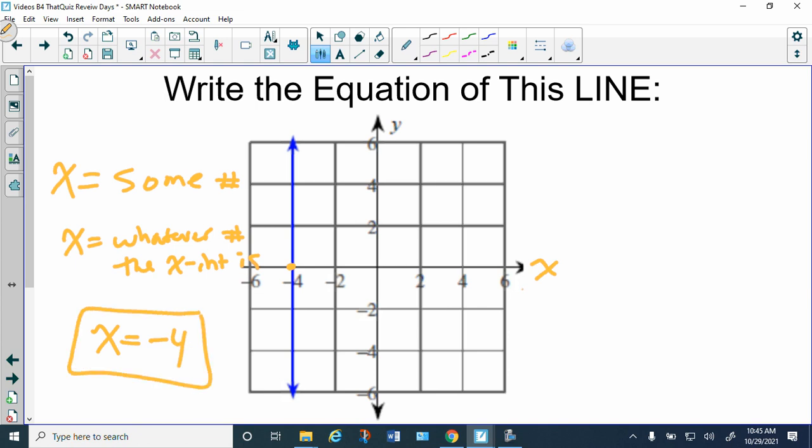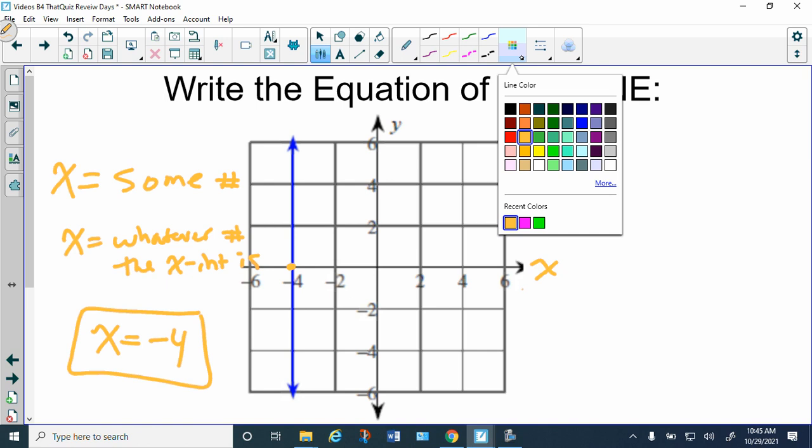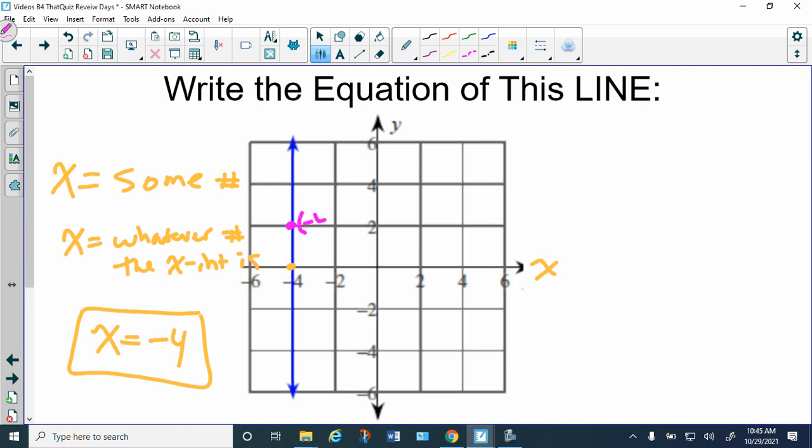You could do it that way, or you could choose to name some of the points on the line. Like this point's named negative 4, 1. This point is named negative 4, 2. This point is named negative 4, negative 2. And we're like, oh, we see what's going on. X equals negative 4. Every single point on this line will have x equal to negative 4, and that's why that's the name of our line. So choose a way to remember it. Really stick with that way.